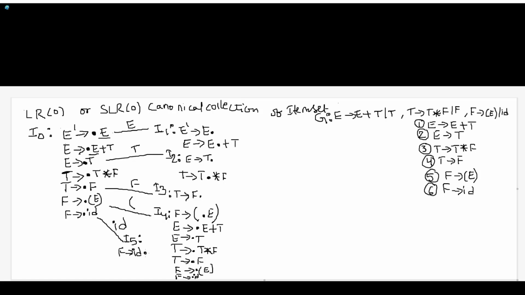Now come back. See here, in the I naught productions, for the E symbol we have shifted to I1, for the T symbol we have shifted to I2, for the F symbol we shifted to I3, open bracket shifted to I4 and ID shifted to I5. So now in I naught, all the production symbols we have shifted. I naught is completed, so therefore come to I1. What is I1 now?